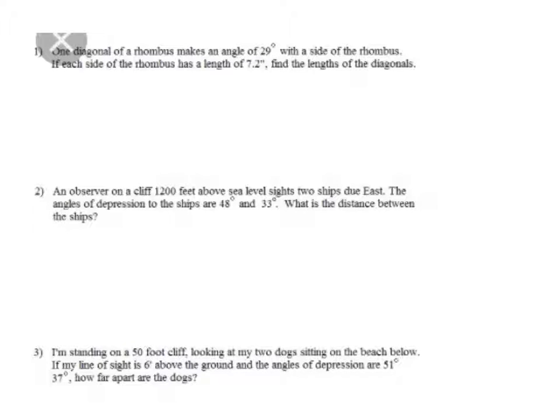So question one: a diagonal of a rhombus makes an angle of 29 degrees. So we just draw the rhombus now. A rhombus looks like this. And what we know about a rhombus is that all sides are the same. So all of these sides are equal to 7.2 inches.